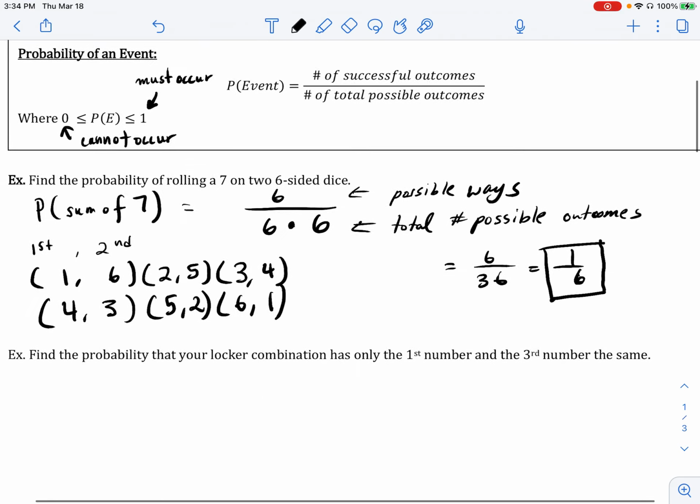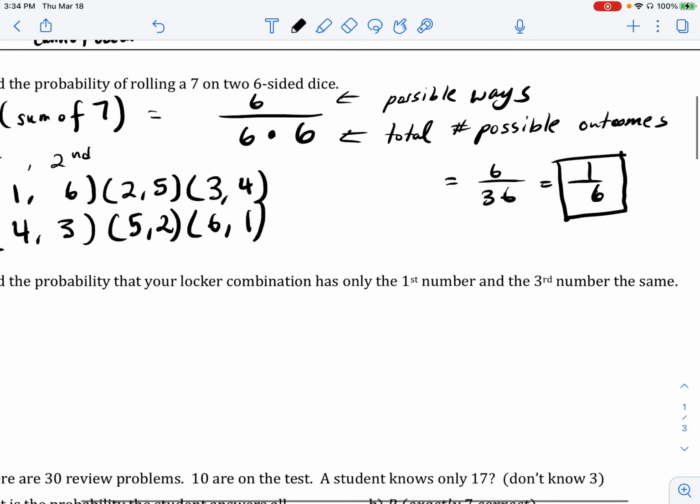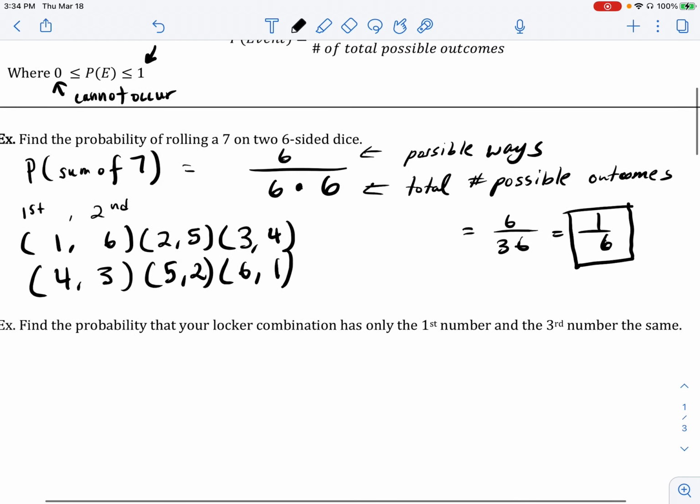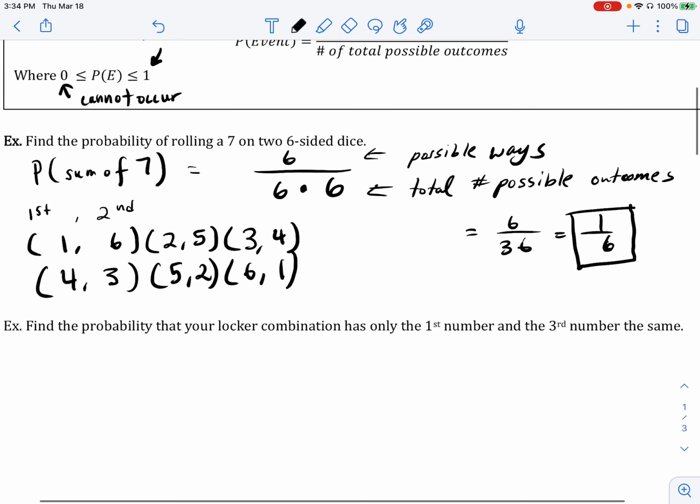Now let's try another one. Let's try a locker combination problem. Find the probability that your locker combination has only the first number and the third number the same. So again, we're finding the probability that the first and third are the same.